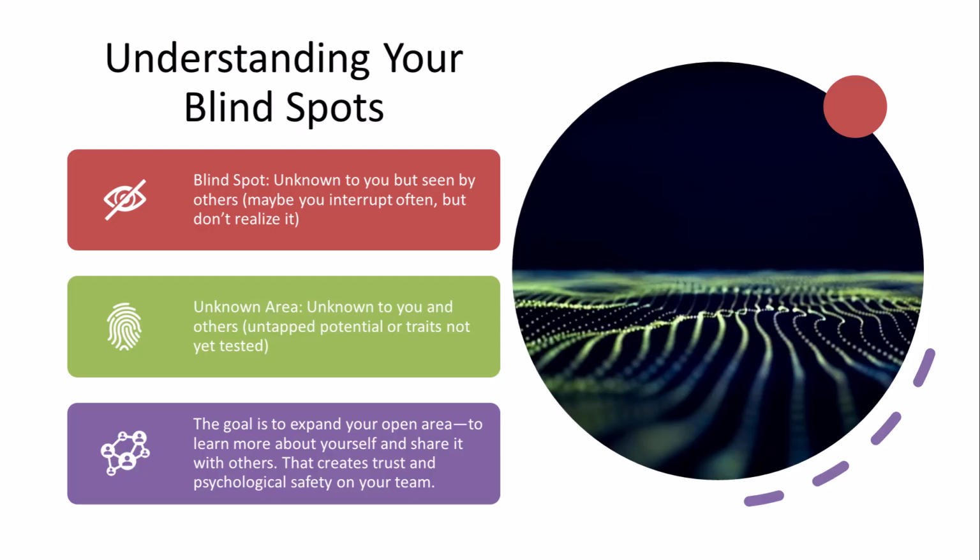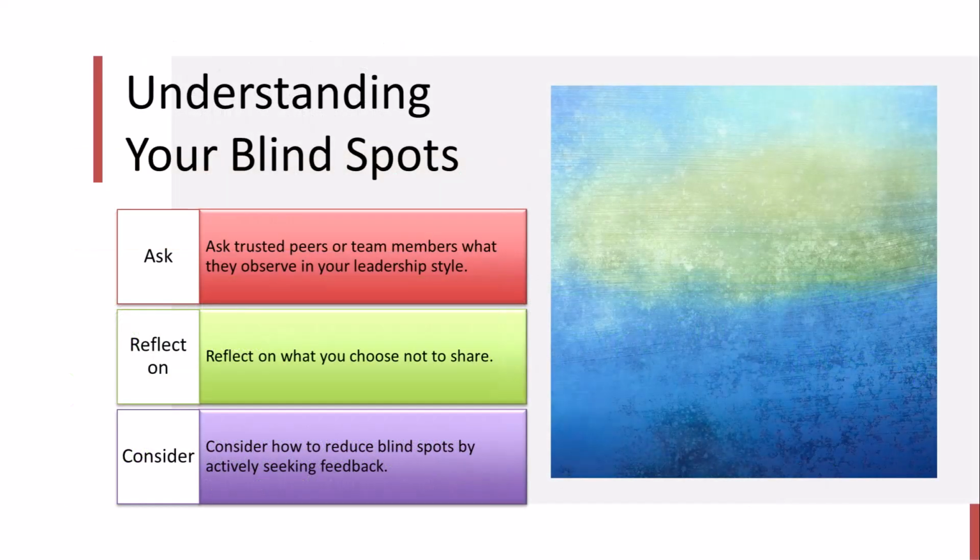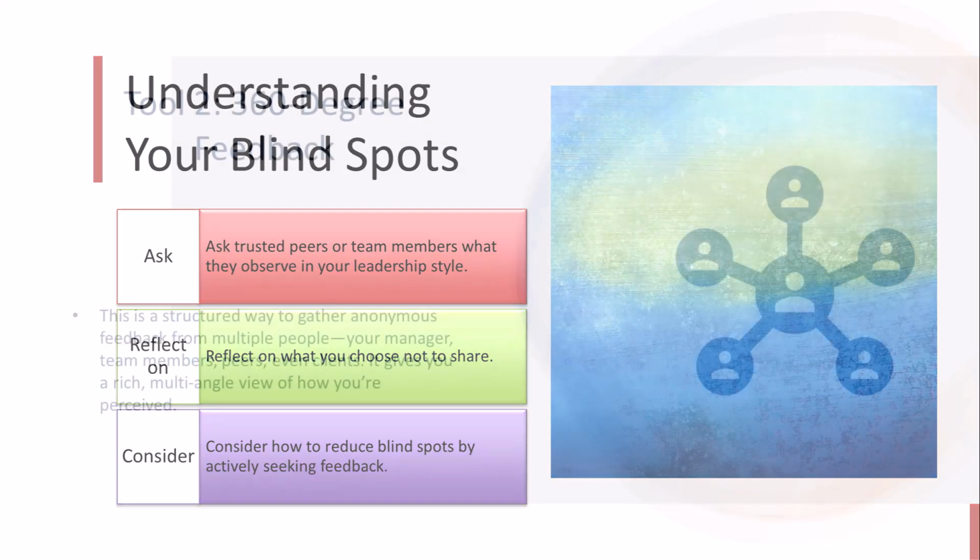The goal is to expand your open area, to learn more about yourself and share it with others. That creates trust and psychological safety on your team. How to use it. Ask trusted peers or team members what they observe in your leadership style. Reflect on what you choose not to share. Consider how to reduce blind spots by actively seeking feedback.